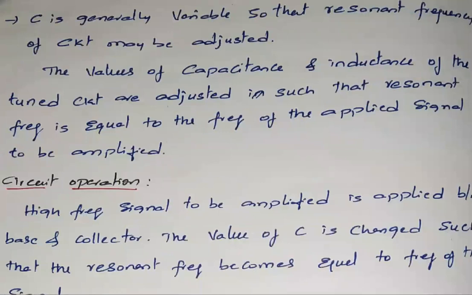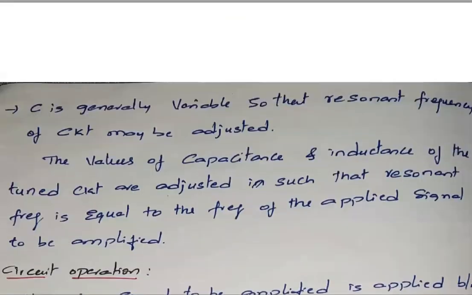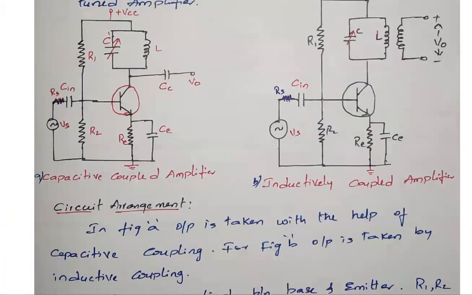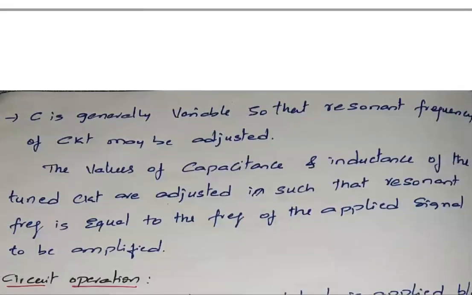See, in the circuit we have the capacitor C. C is generally variable so that the resonant frequency of the circuit may be adjusted. If you verify in the tank circuit, C is indicated with an arrow mark, which is used as a variable capacitance to adjust the frequency of operation.